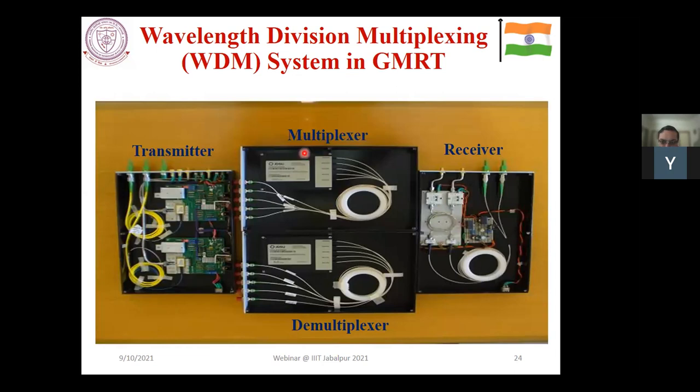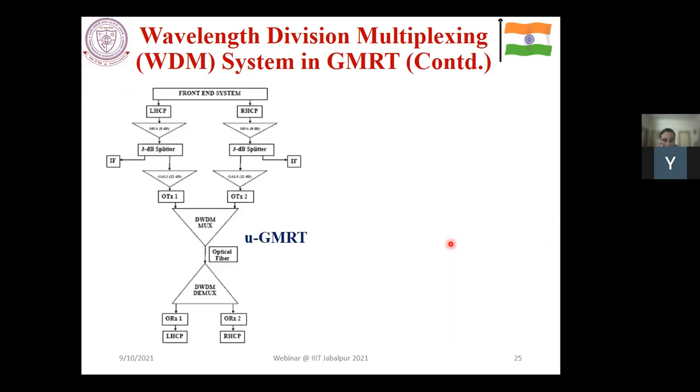This is the demultiplexer, and this is the photodetector circuitry, which basically detects the electrical signal. Well, this is how the front end system in GMRT works. The overall noise figure I can write as F1 plus (F2 minus 1) by G1 plus (F3 minus 1) by G1 G2, and so on. With a low noise amplifier at the front, the overall noise figure of the system is the minimum, right?